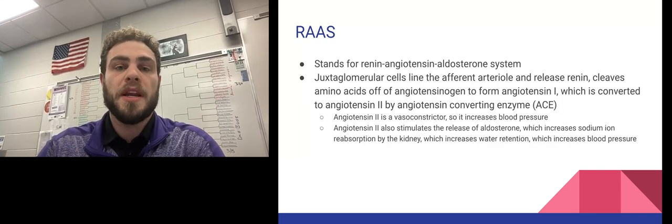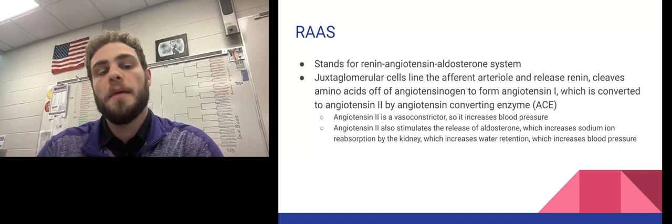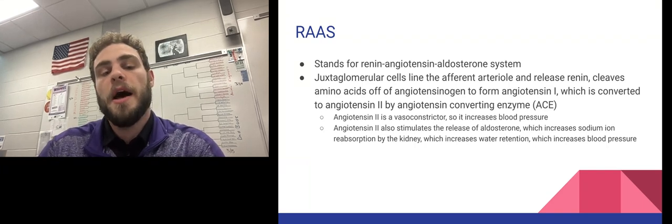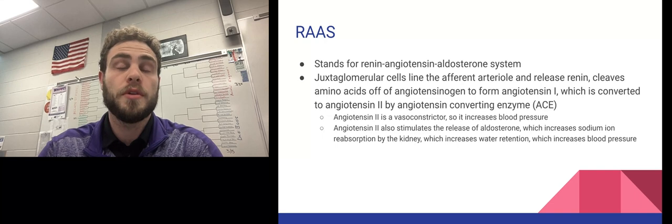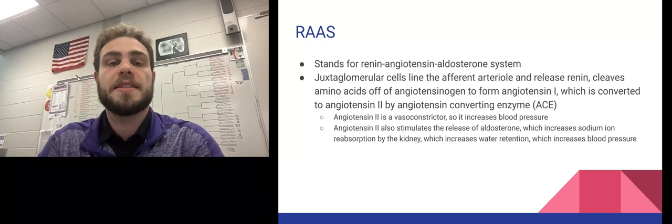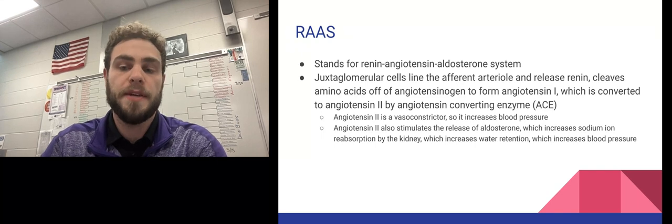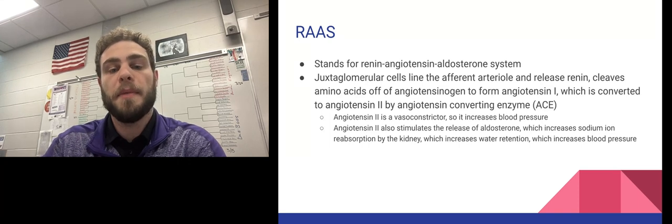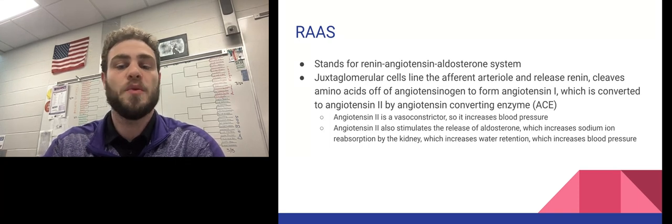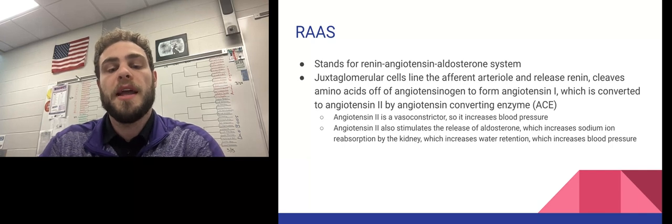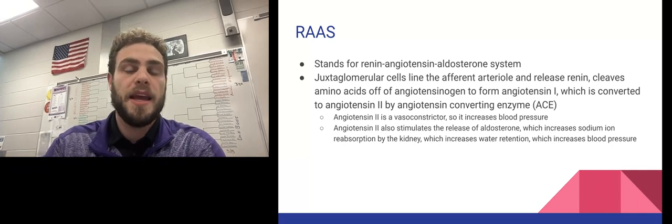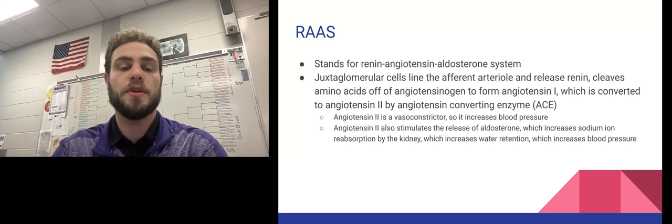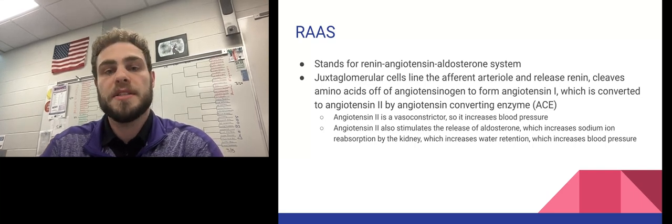And then the RAAS stands for renin-angiotensin-aldosterone system. So you're going to have this group of cells that are lining the afferent arteriole. They're called juxtaglomerular cells. Excuse me. They're going to release a chemical called renin. That renin is going to be responsible for cutting off amino acids off of angiotensinogen, which is going to form angiotensin 1. And then angiotensin converting enzyme, or ACE, which is secreted by the lungs, is going to convert that angiotensin 1 into angiotensin 2.